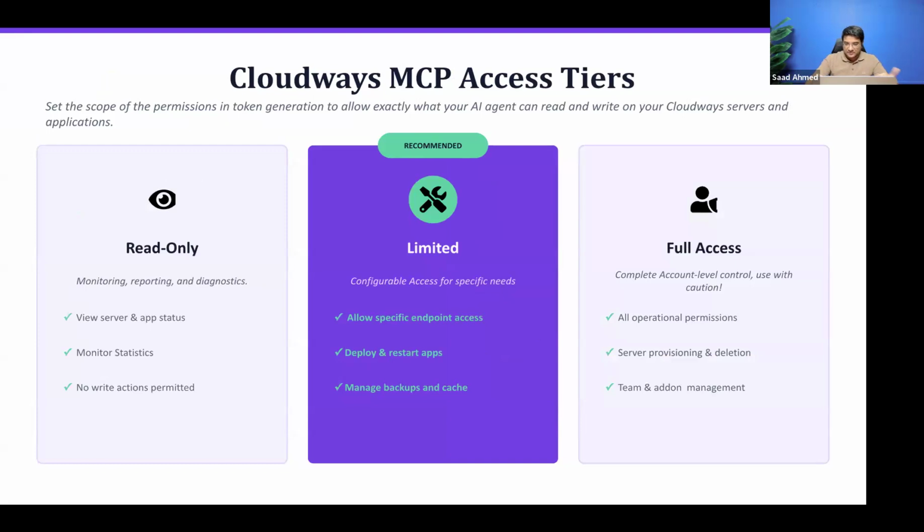So breaking it down, the Cloudways MCP has access tiers, as I talked about, and these access tiers are based on tokens. The first is read only: you can view server and app status and monitor statistics. No write actions are permitted. Limited is where you can grant certain endpoint accesses, certain operational accesses, and it depends upon the motivation the individual has for performing that operation, and it can be revoked anytime. And full access is very similar to giving full account access.